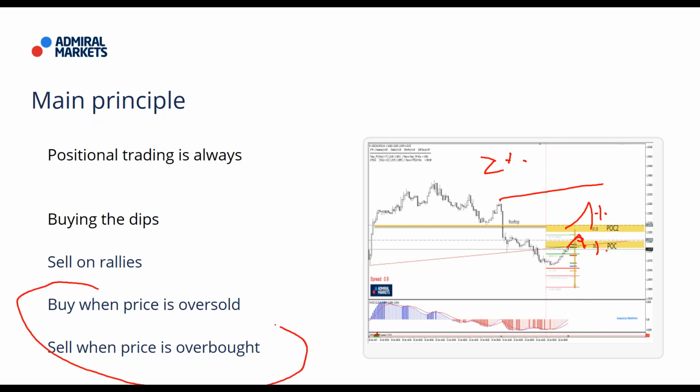But this is very important. You're buying in uptrend when price is oversold. You're selling in downtrend when price is overbought.